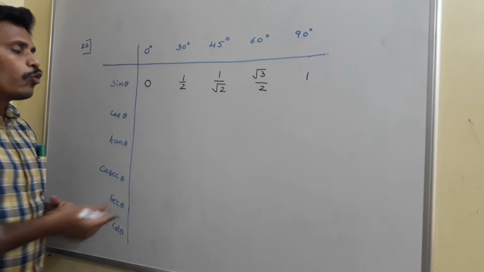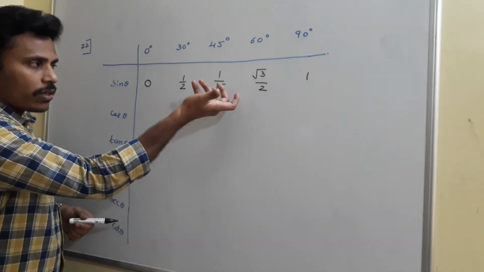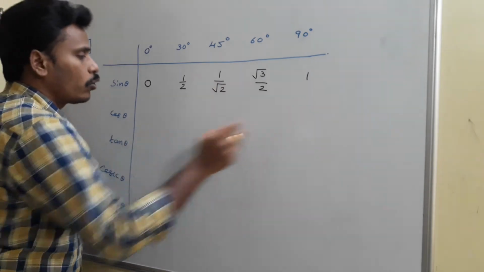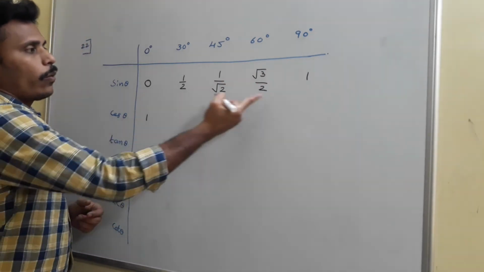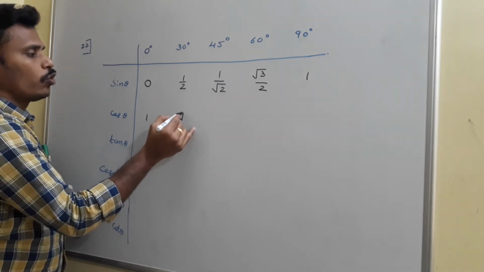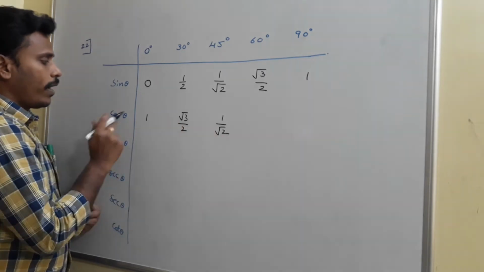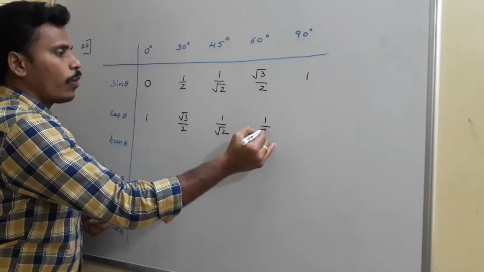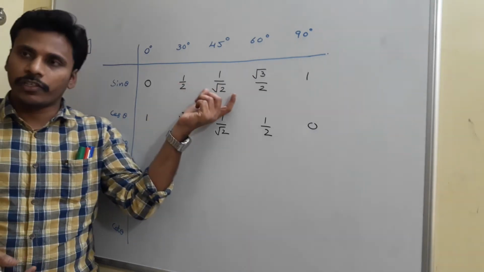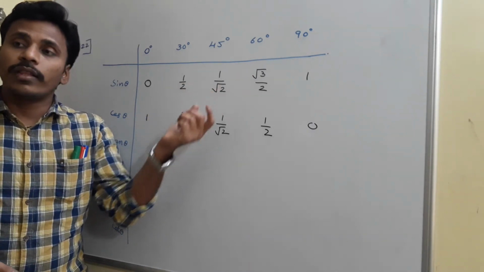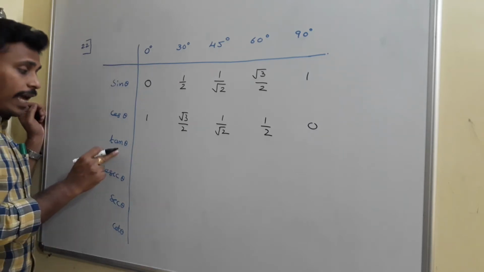Now, to fill the table for cos theta, as I told you, you just reverse this row, and you will get the values for the second row. Cos 0 degrees is 1, whereas cos 30 degrees is root 3 by 2, and cos 45 is again 1 by root 2, whereas cos 60 degrees is 1 by 2 and cos 90 is 0. So if you memorize the first row, then it is easy to fill the second row based on the first row. And now coming to the third row, tan theta.